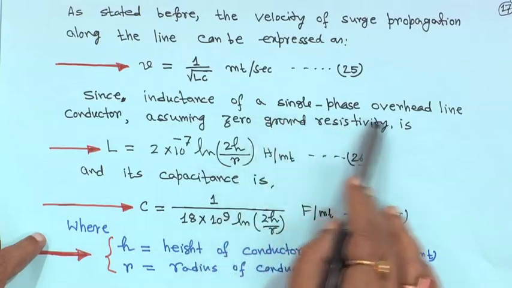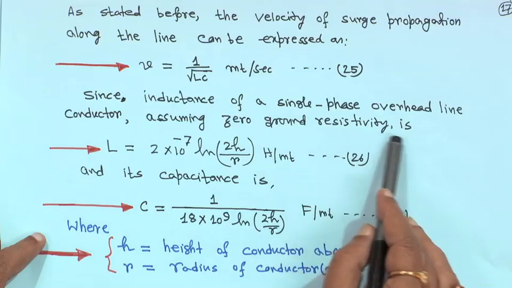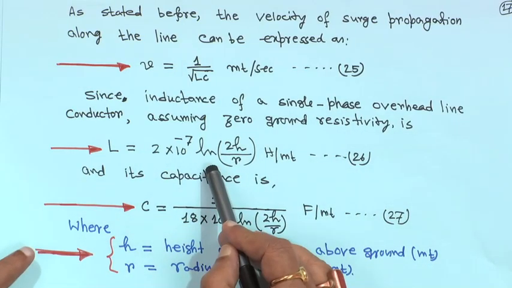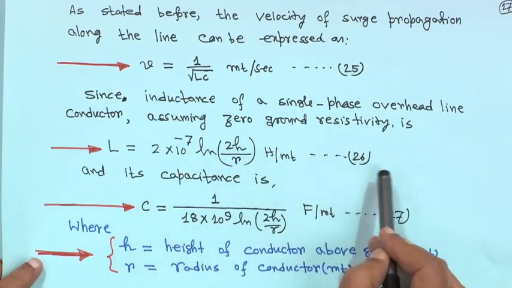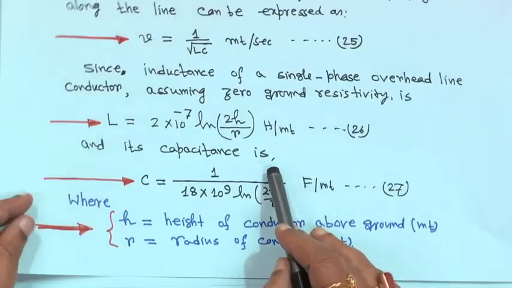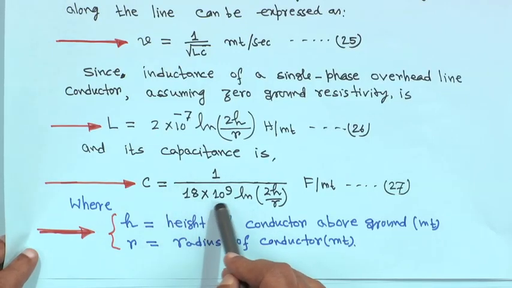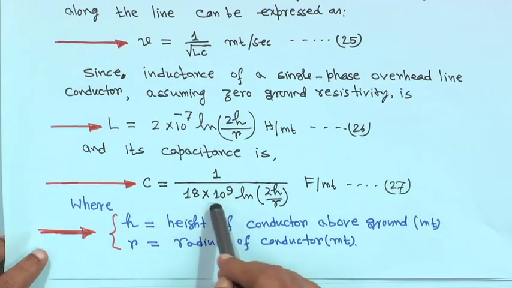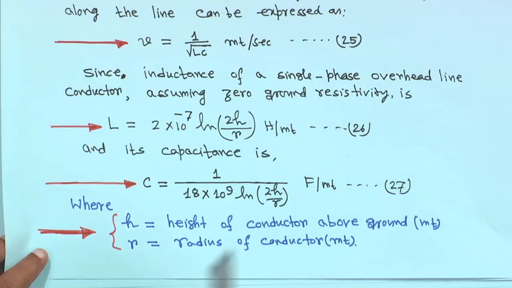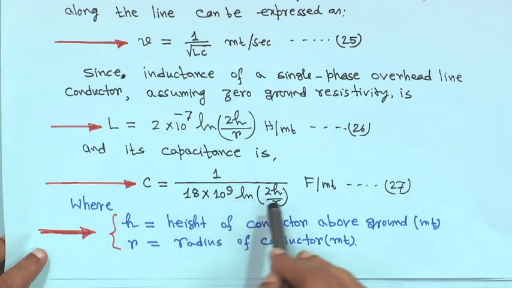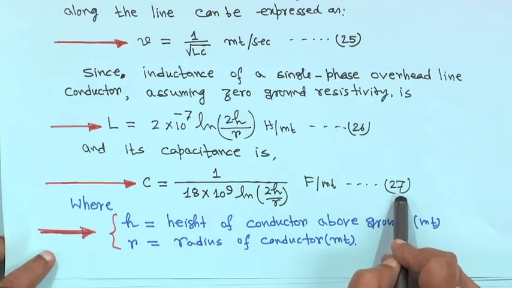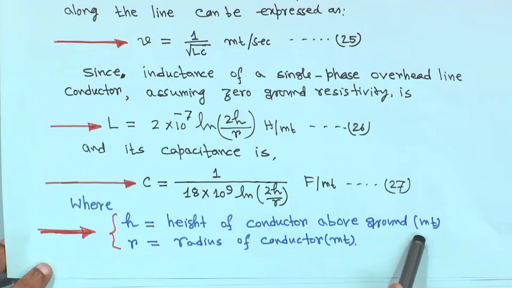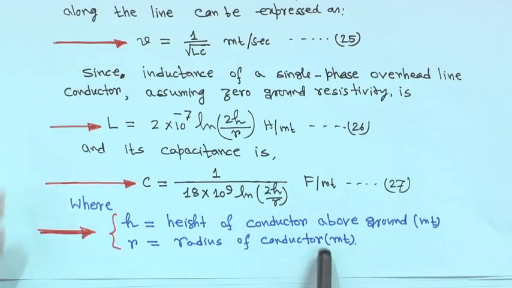Since the inductance of a single phase overhead line conductor, assuming 0 ground resistivity, you know this expression from your inductance chapter: L is equal to 2 into 10 to the minus 7 ln(2h/r) Henry per meter. This is equation 26. Similarly the capacitance is C is equal to 1 upon 18 into 10 to the 9 approximately, after consideration of epsilon 0, times 1 upon ln(2h/r) farad per meter. This is equation 27. Here h is the height of the conductor above the ground in meter, and r is the radius of the conductor in meter, right.